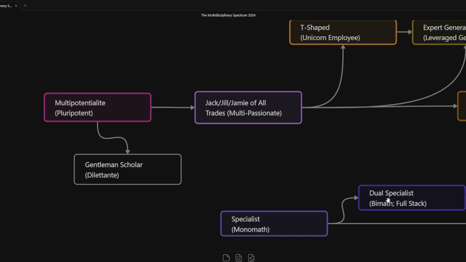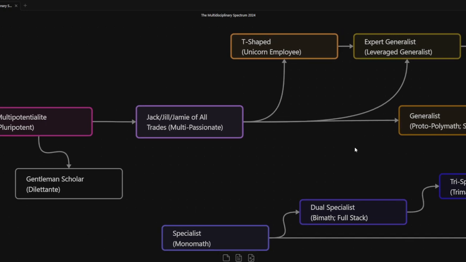Now, if you end up becoming a nanotechnology specialist or something like that, biotechnology, you become this dual specialist, front end and back end too, full stack. So you have the T-shaped or dual specialist at this stage.